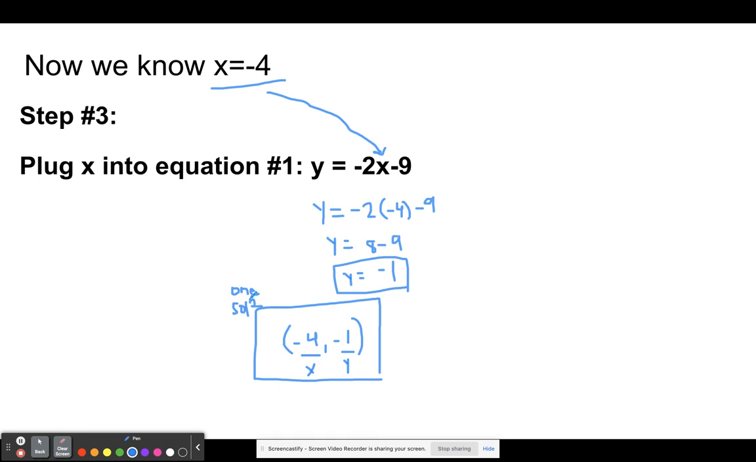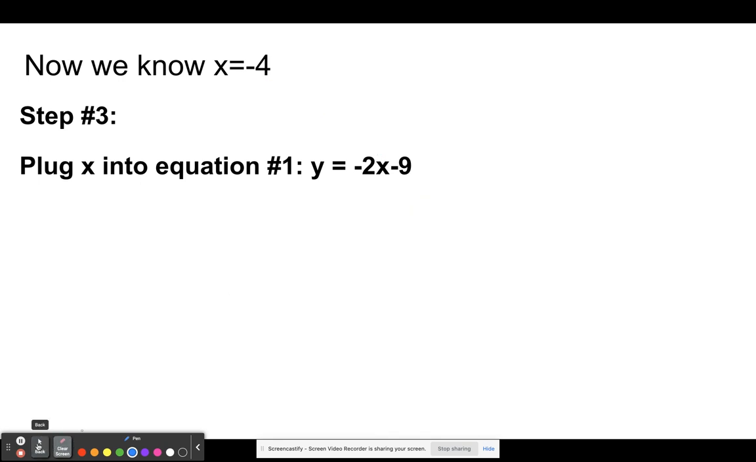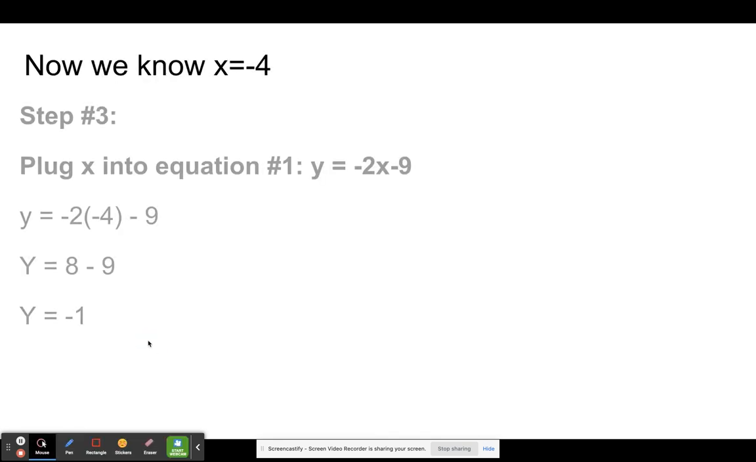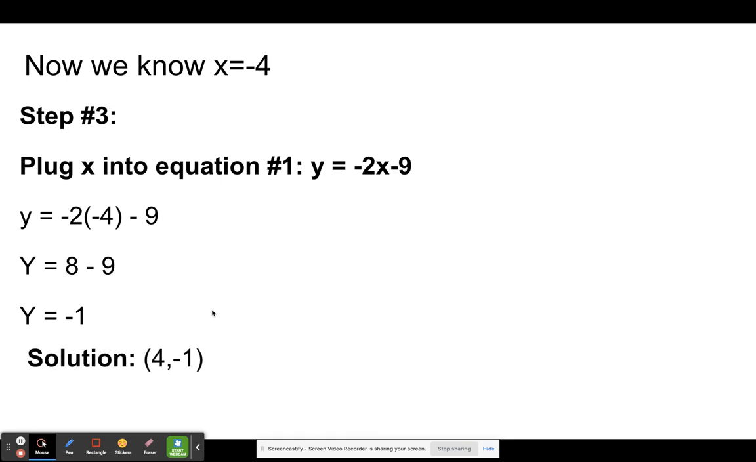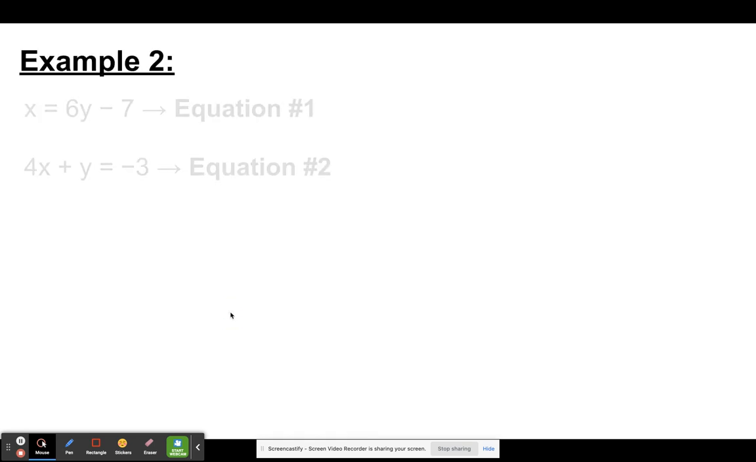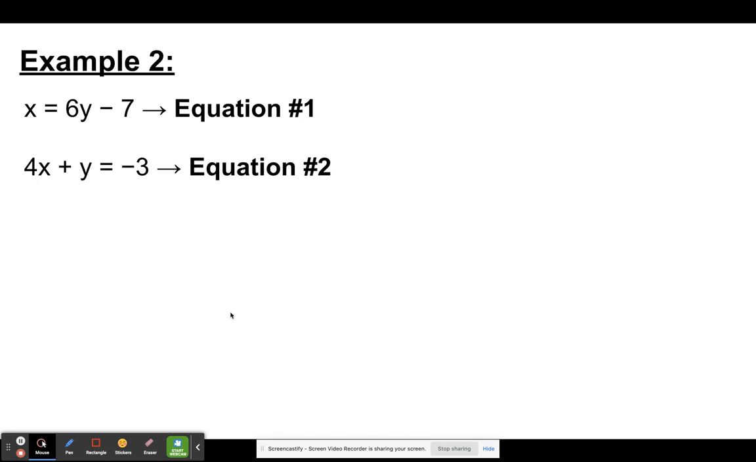So now seeing how I just solved that one, I'm going to clear this out. And there's the solution again. Go ahead and solve this problem. First, I'll tell you for step 1, x equals 6y minus 7. So I'm choosing to plug in equation number 1 into equation number 2. When you do that, what do you get as your value of y?